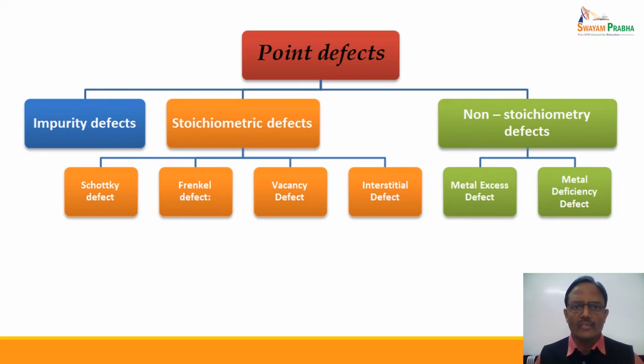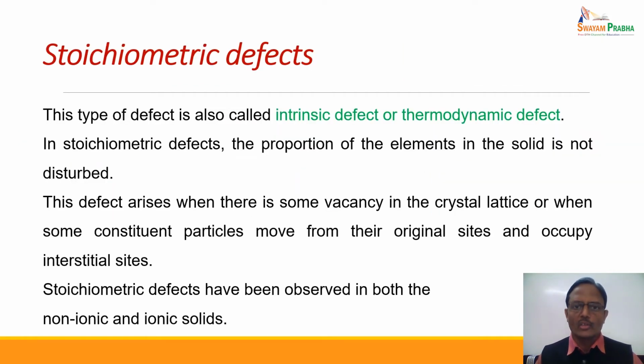Okay, let us start one by one. So we'll start with the stoichiometric defects. Now this type of defect is also called an intrinsic defect or thermodynamic defect. In stoichiometric defects, the proportion of elements in the solid is not disturbed. Whatever the proportion is, it remains the same, and as a result it is called a stoichiometric defect because the stoichiometry of the substance is not changed. This defect arises when there is some vacancy in the crystal lattice or when some constituent particle moves from its original site and occupies an interstitial site.